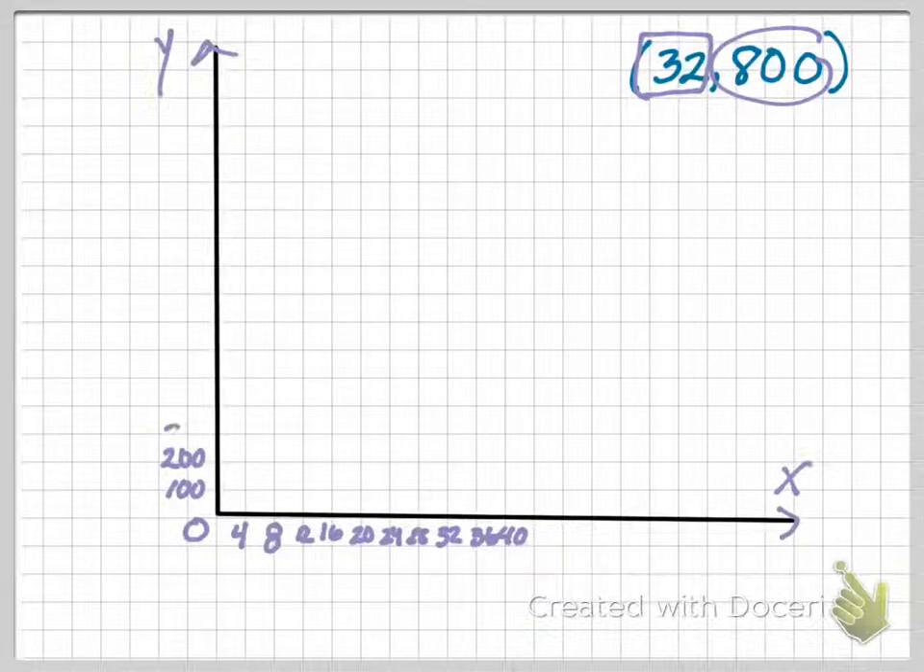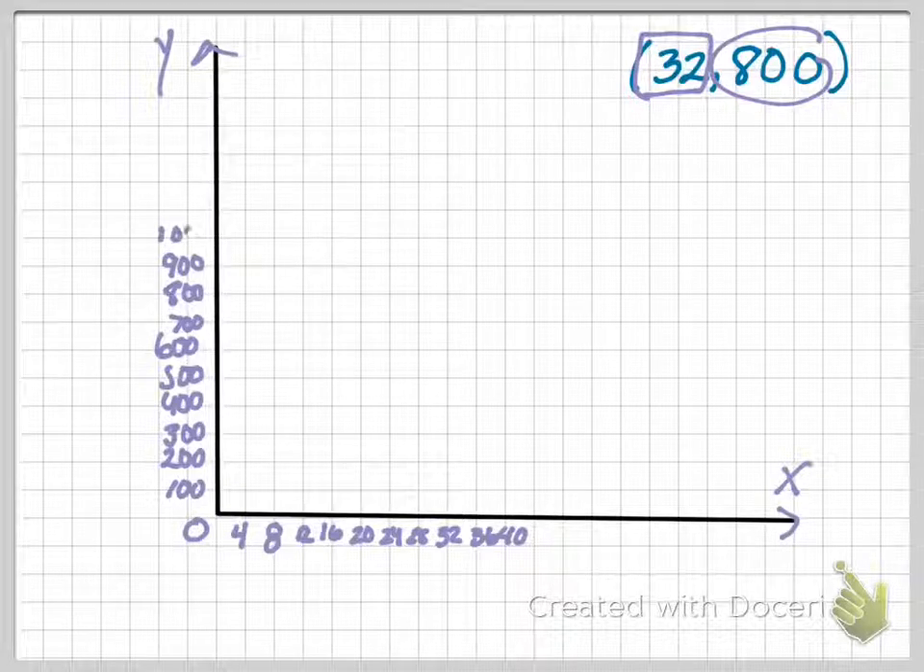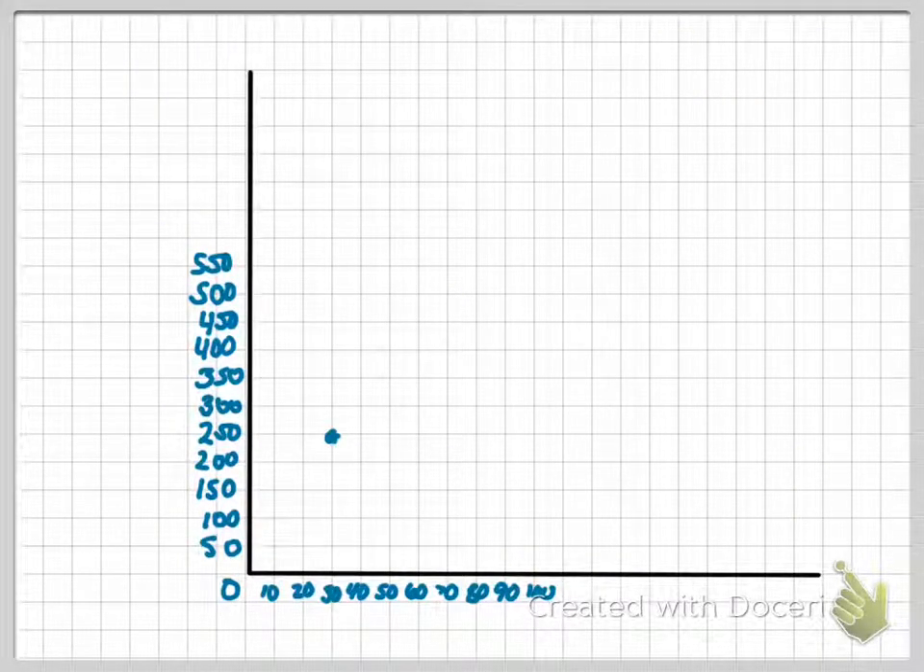100, 200, 300, 400, 500, 600. Don't stop at 800. You want to keep going. 900, 1,000. We'll stop at 1,000. So now we're ready to plot this. 32, 800. So we come over to 32 and we go up to 800 and we plot our point. So we had to change our scale from counting by ones to counting by fours on our x-axis and 100 on our y-axis. So here we have where you have to identify the coordinate pairs.